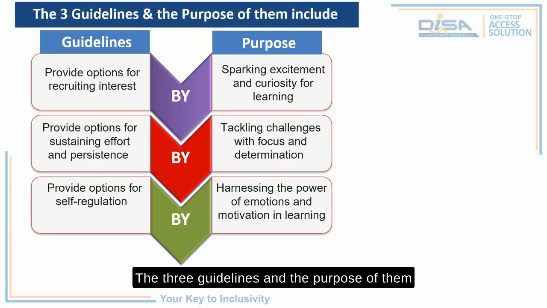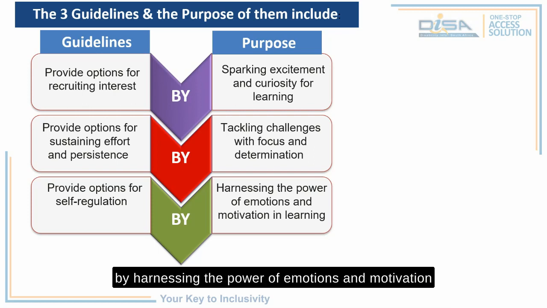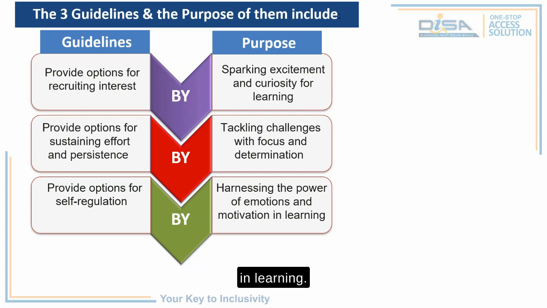The three guidelines and the purpose of them include: providing options for recruiting interest by sparking excitement and curiosity for learning; providing options for sustaining effort and persistence by tackling challenges with focus and determination; and providing options for self-regulation by harnessing the power of emotions and motivation in learning.